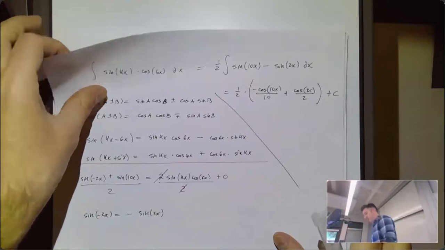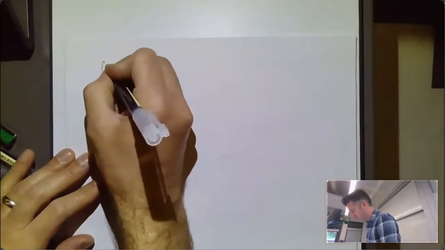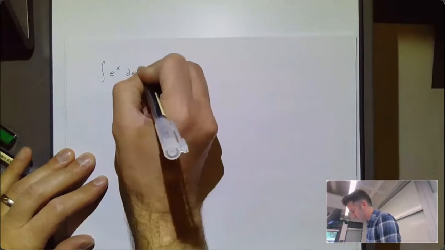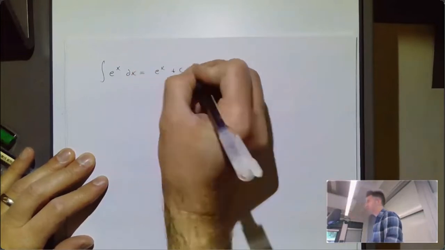So where I really kind of wanted to go with this, oh, it's going to require one more thing. I need one more thing. Okay. So let's talk about one integral I've kind of avoided a little bit. Actually, before I talk about that, let's remind ourselves the antiderivative of e to the x is certainly e to the x plus c.